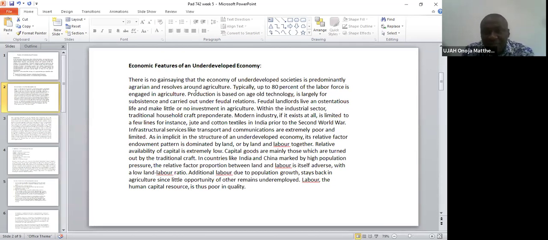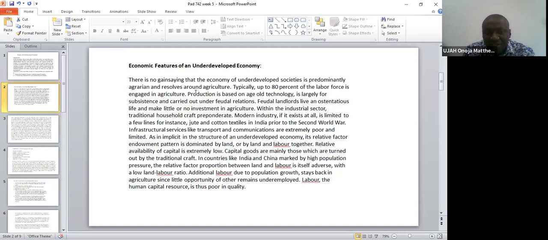So modern industry, if it exists at all, is limited to a few lines. For instance, jute and cotton textile. In India, for instance, prior to the Second World War, this jute and cotton textile industry existed. Infrastructural services like transport and communications are extremely poor and limited.